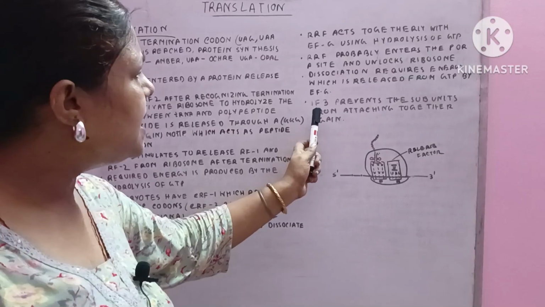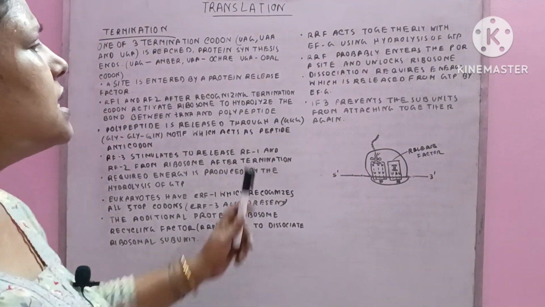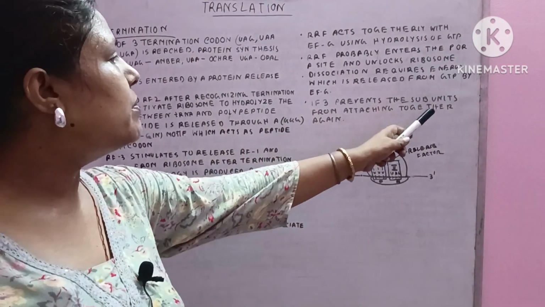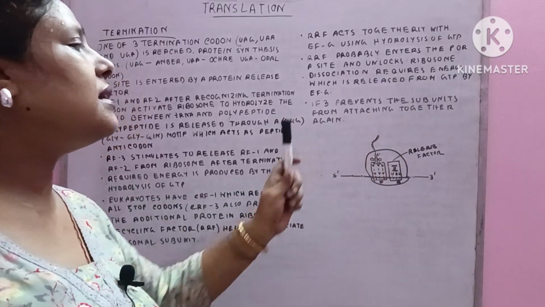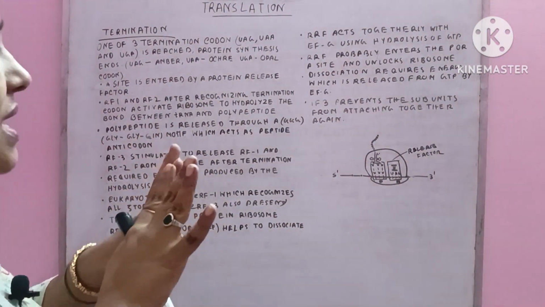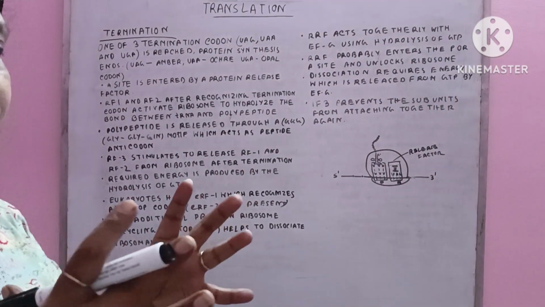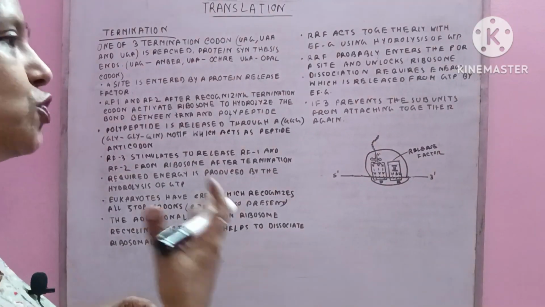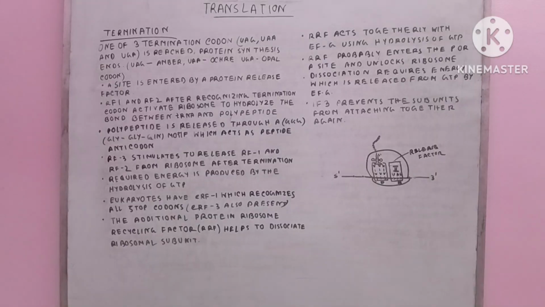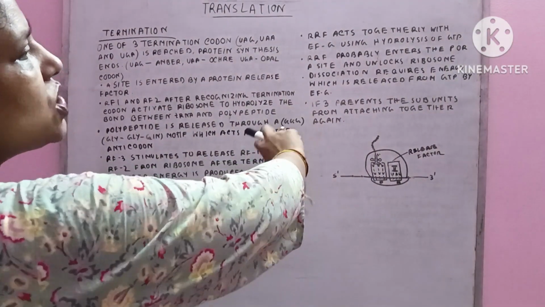IF3 is the initiation factor, and this initiation factor is also needed here. Why? Because it prevents the subunits from attaching together again. If the large subunit and the small subunit are released from each other, there is a chance they bind again and make a complex, and this is prevented by IF3, initiation factor 3.